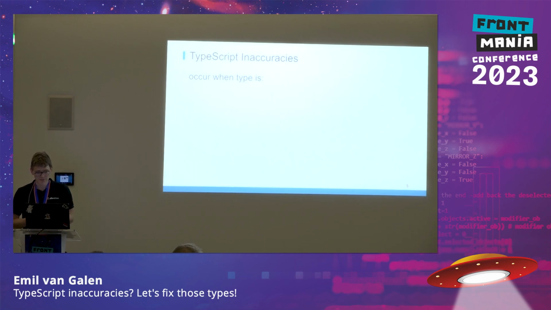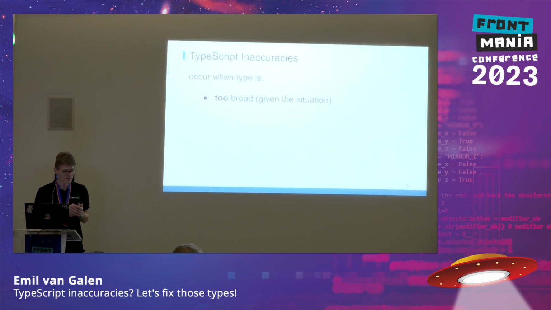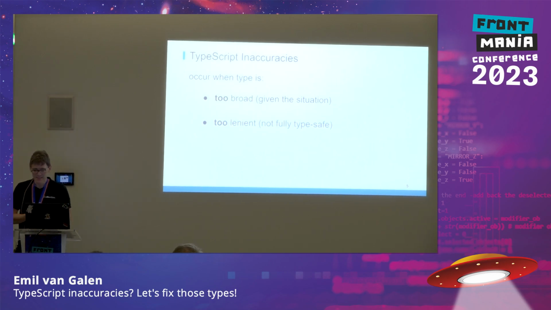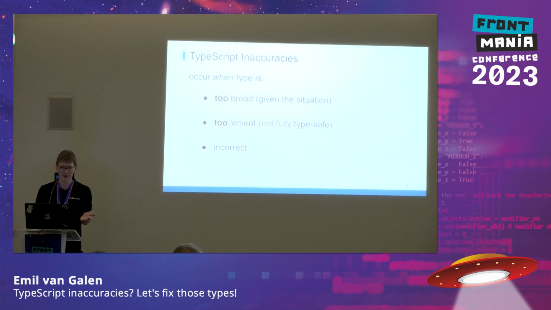So talking about inaccuracies in TypeScript, a type can be too broad given a certain situation. It could also be too lenient, meaning that it's not fully type safe. And of course, a type can be plain just incorrect. And what do I mean with too broad?